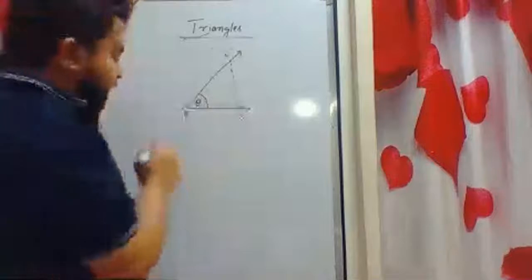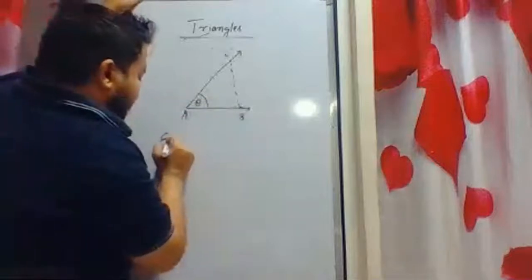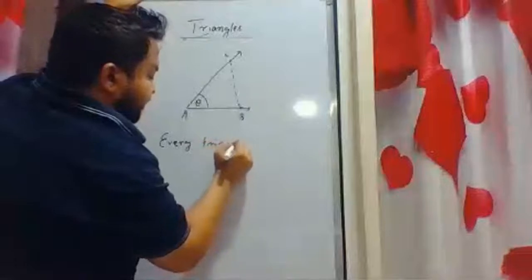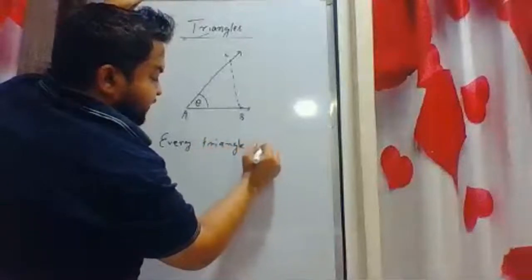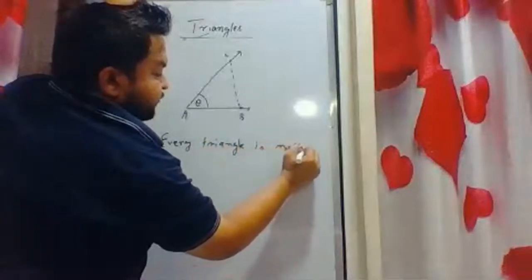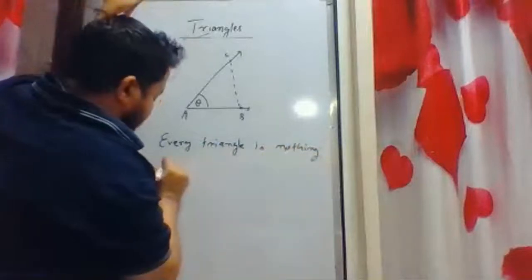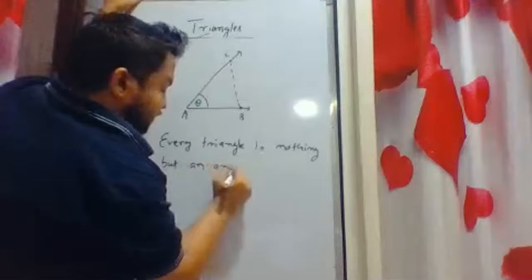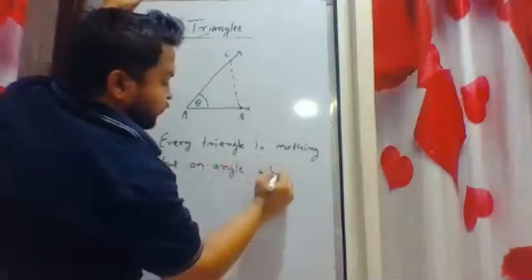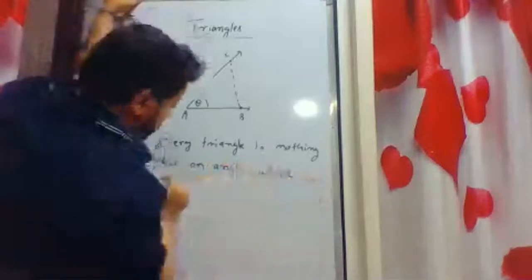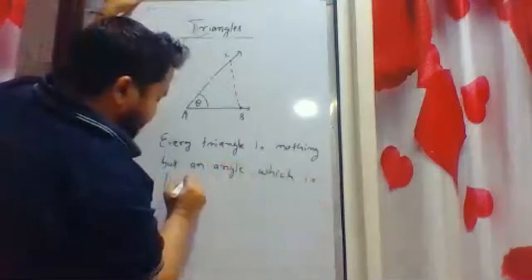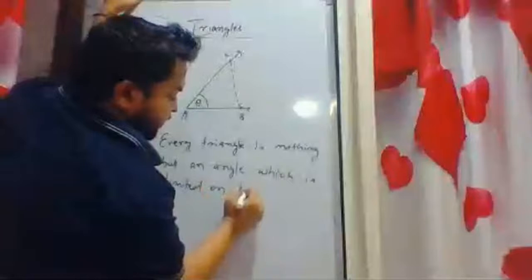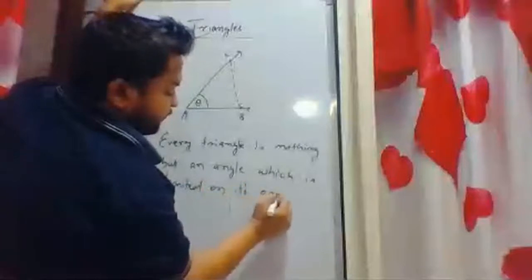So I repeat, you may note it down also. Every triangle is nothing but an angle which is limited on its opposite side.